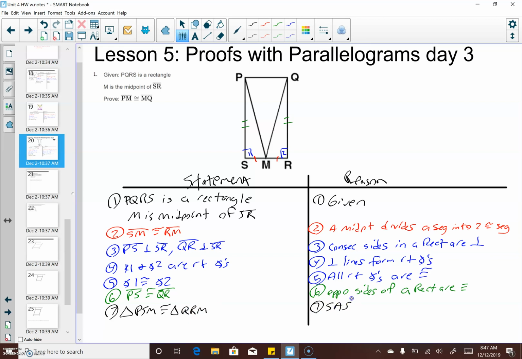by side angle side. And then for the last piece, for step 8, to get my proof statement, PM is congruent to MQ, and that's going to be a CPCTC problem.